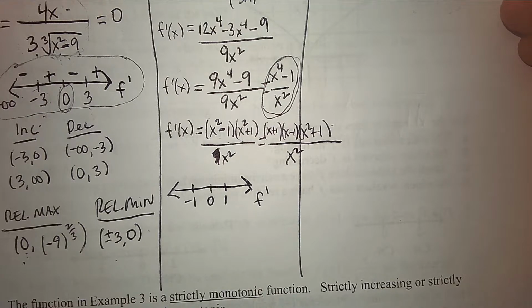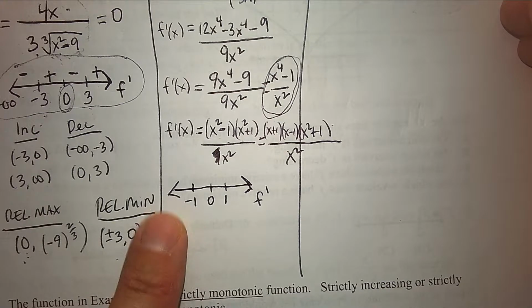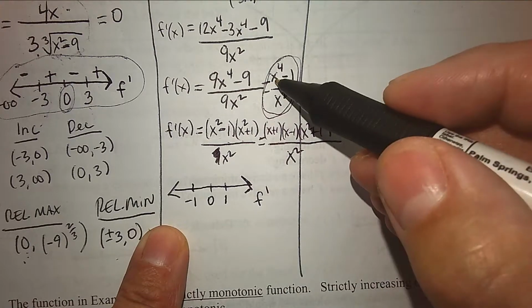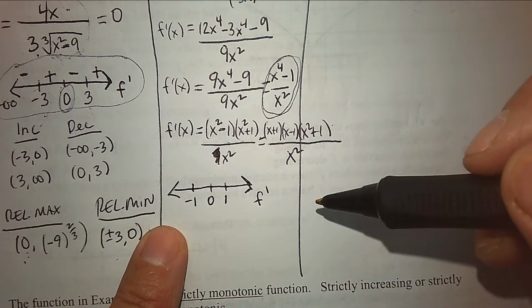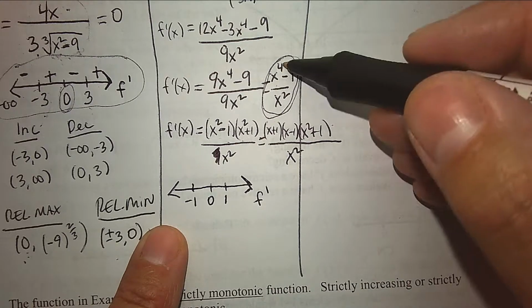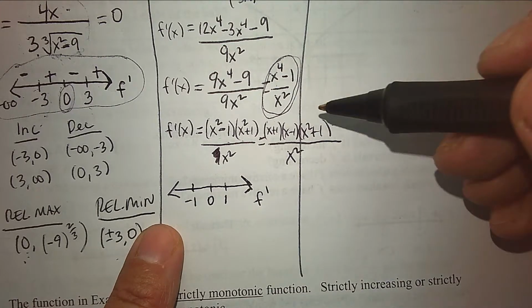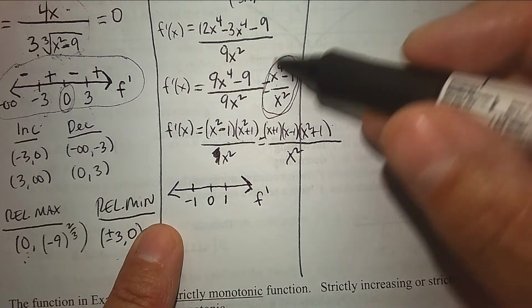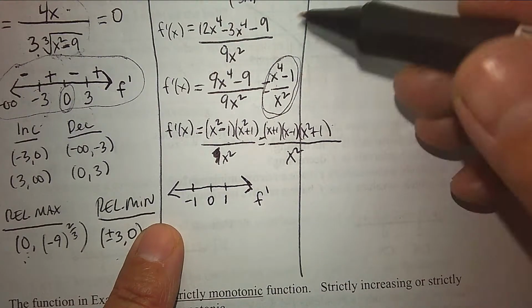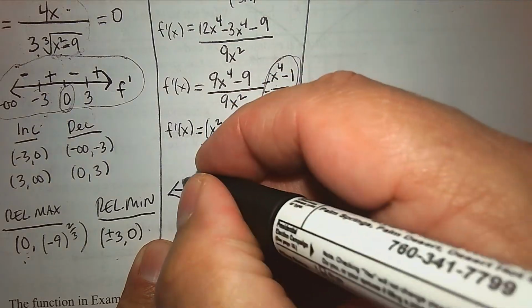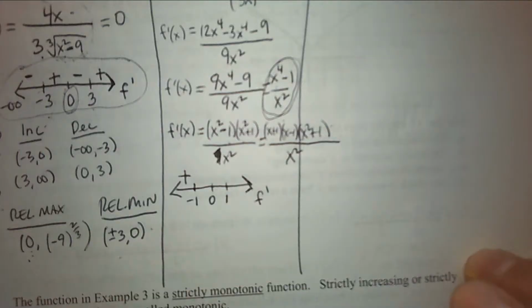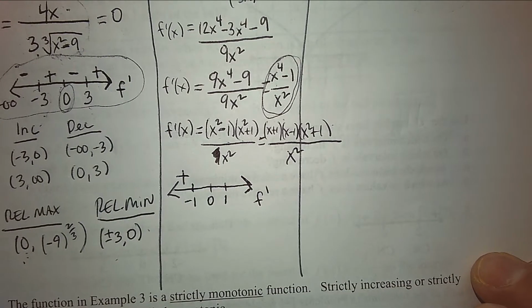So if I plug in any number smaller than negative 1, if I plugged in negative 2, would that make the whole derivative positive or negative? Negative 2 to the 4 becomes a big positive number, right? 16. And 16 take away 1. And then the bottom will always be positive. So it's a positive divided by a positive. What did we just find? From negative infinity to negative 1, this function is increasing.